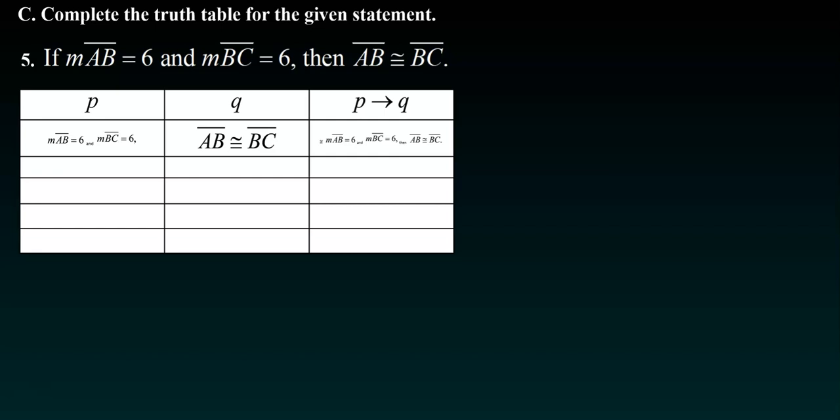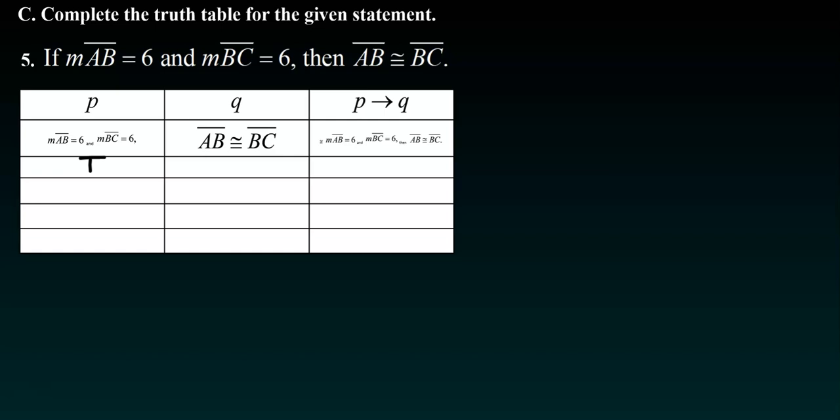So when we fill out the truth table, we have to identify a few things. We always look at the first box here, this being T for true. What does it mean that the measure of AB equals 6 and the measure of BC equals 6? It means exactly what it says, that those are those numbers. And we're saying that that's true.